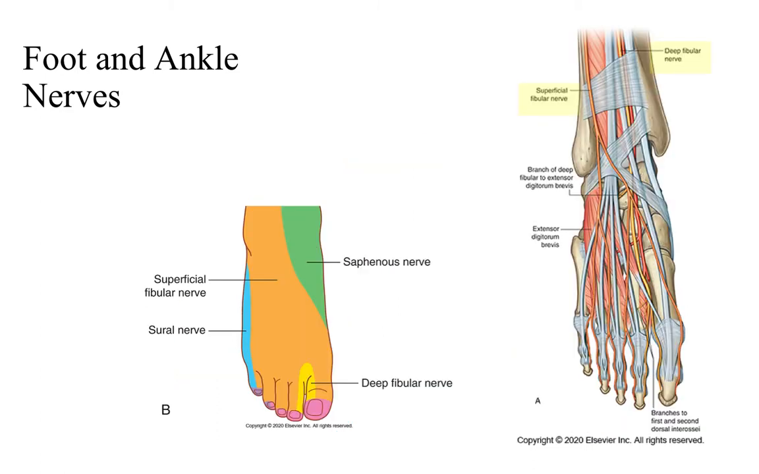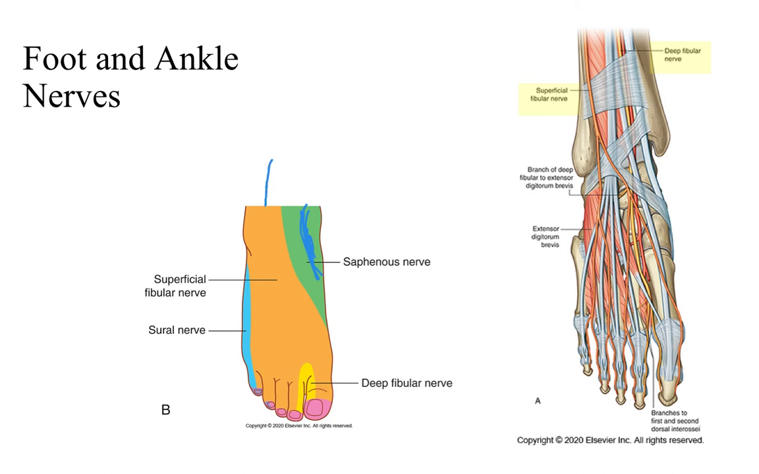All right, looking at the dorsal side of the foot, here's the saphenous nerve. Okay, we talked about that being along the medial side of the foot, but notice that it's also the medial ankle. And the saphenous nerve is a branch of the femoral nerve going down to the foot and ankle.